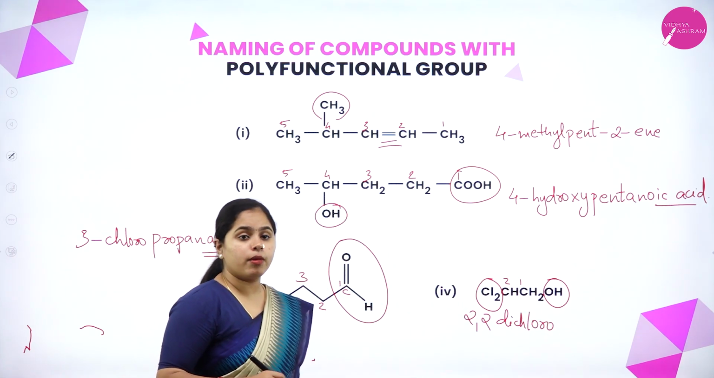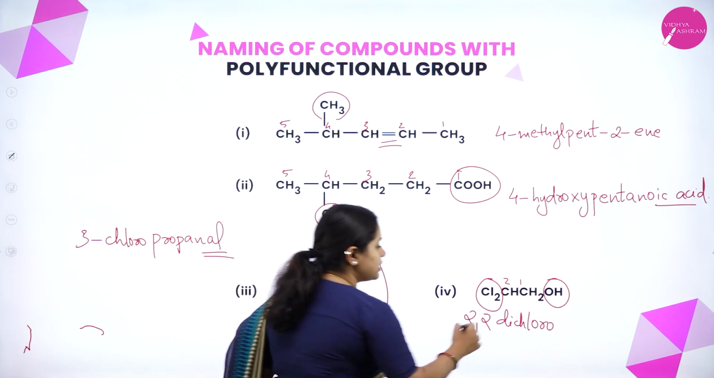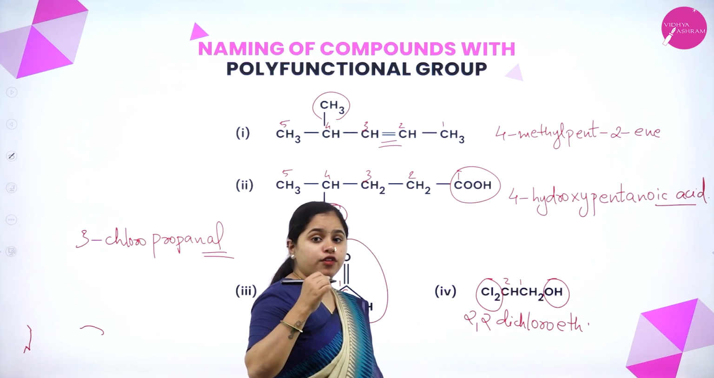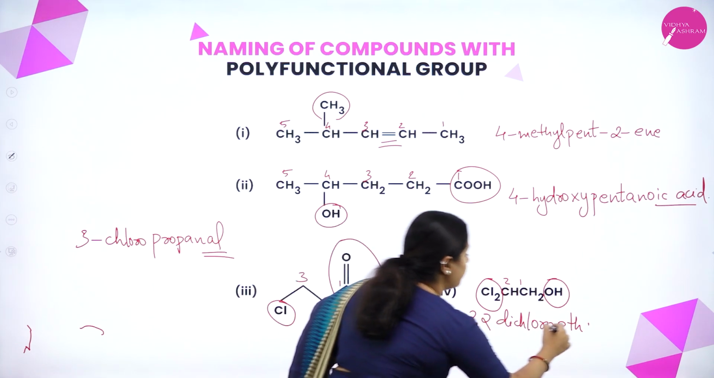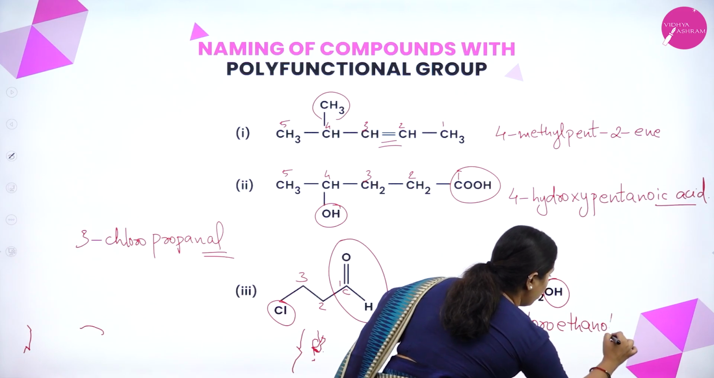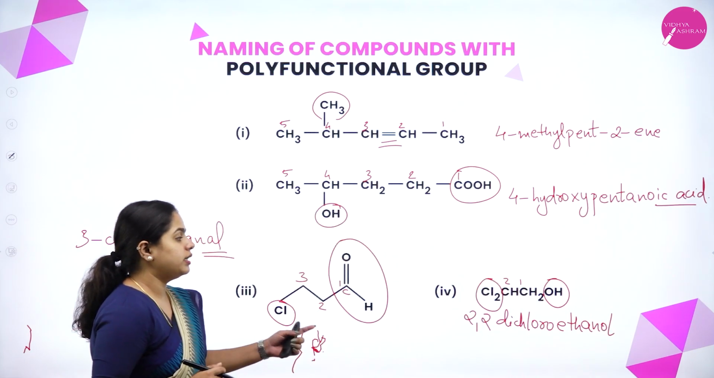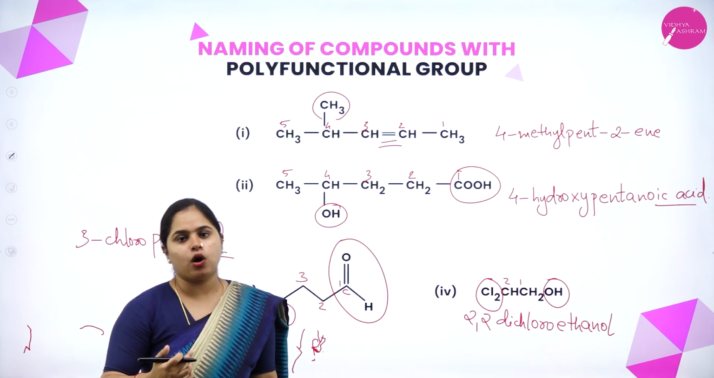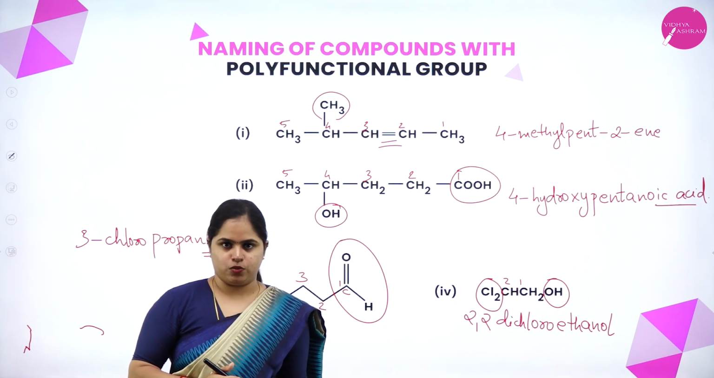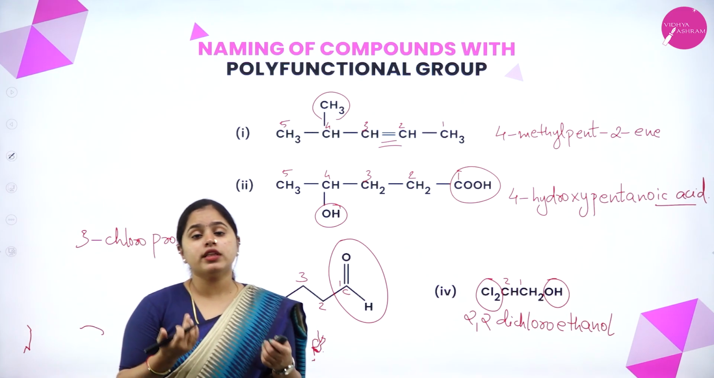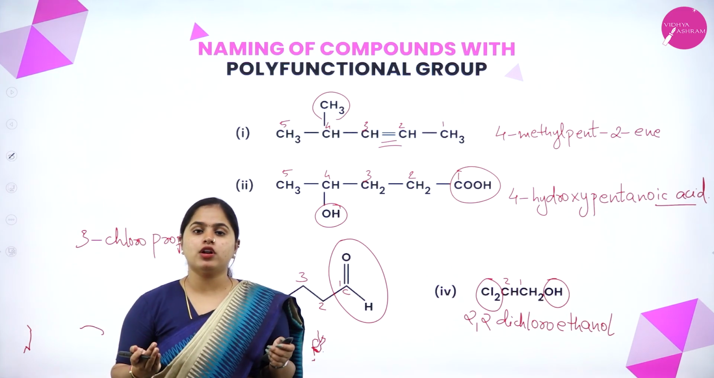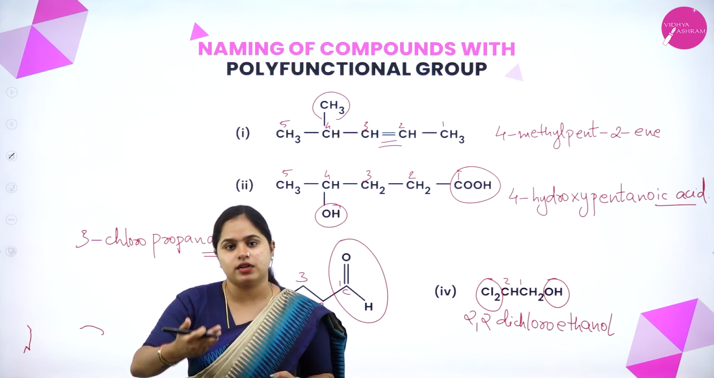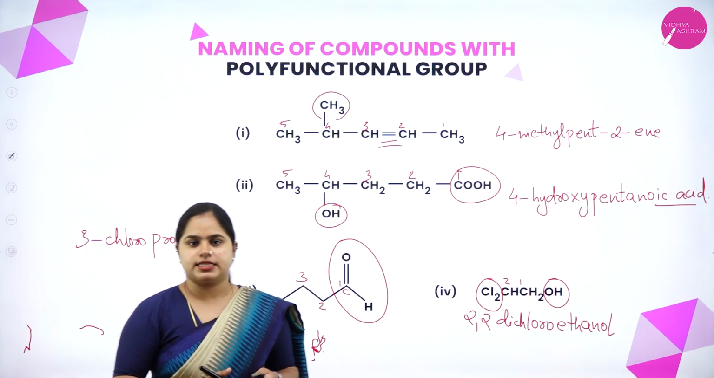Dichloro. And how many carbon atoms are there? 2. So it is eth. The root word is eth. Yes, and the functional group is OH. So the suffix will be ol. So ethanol, right? 2, 2-dichloroethanol. So I hope it is clear how to name the organic compounds containing functional groups as well, right? Yes, and if there are more than one functional group, according to the priority list, one should be considered as the principal functional group and the others will be considered as the substituents, right? Yes, I hope it is clear.